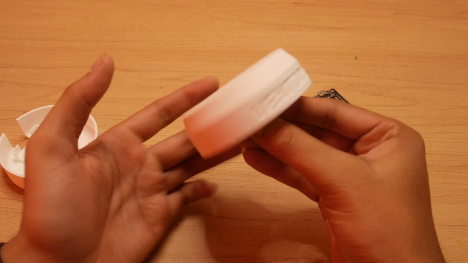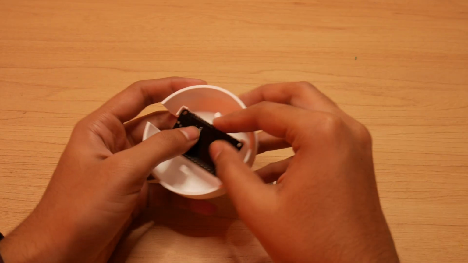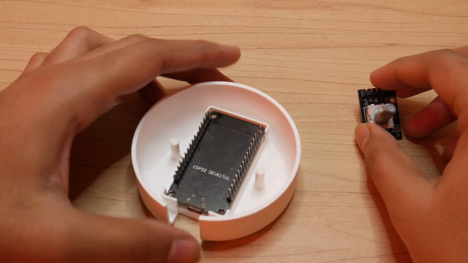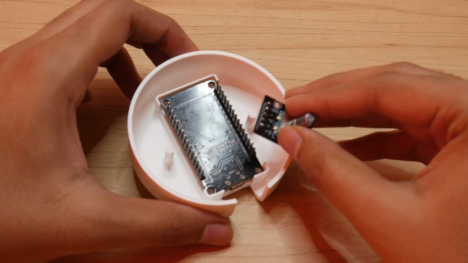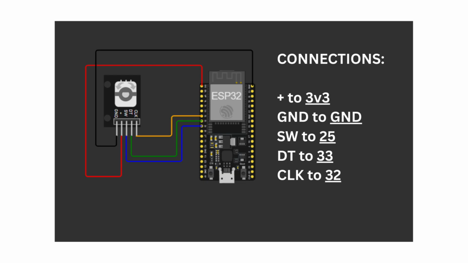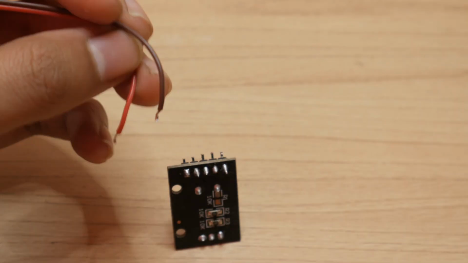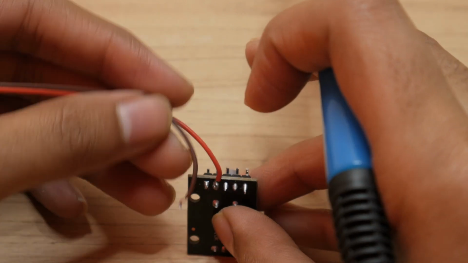After fitting them, you can test the switch and the rotary encoder function. And the placement of the ESP32 has to be in a way that your micro B slot or the powering slot of the ESP32 is facing towards the gap. Now go ahead and solder the connections according to the circuit diagram.